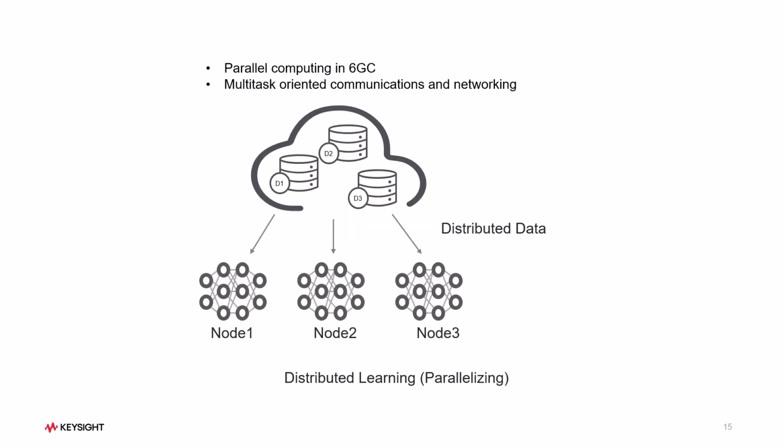Distributed learning refers to the process of training a machine learning model across multiple machines or nodes that are connected in a network. It involves partitioning the data into subsets, with each subset processed by a different machine. These machines can work in parallel to train the model.